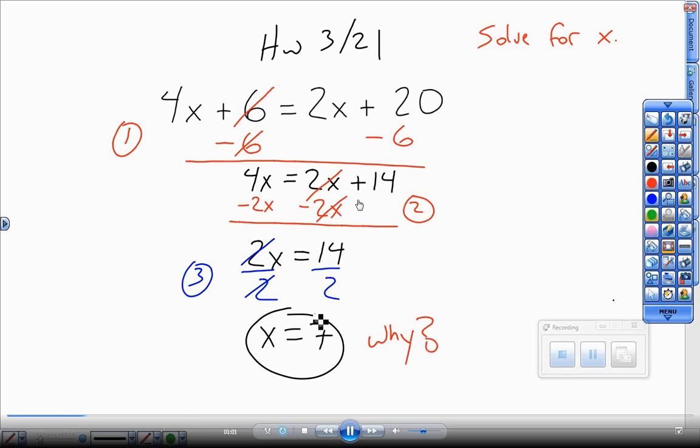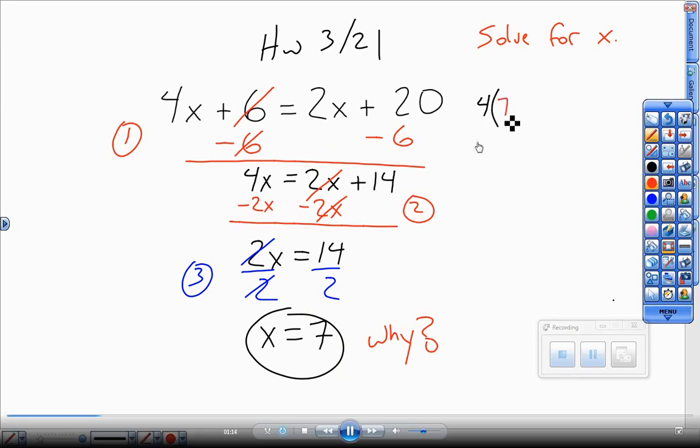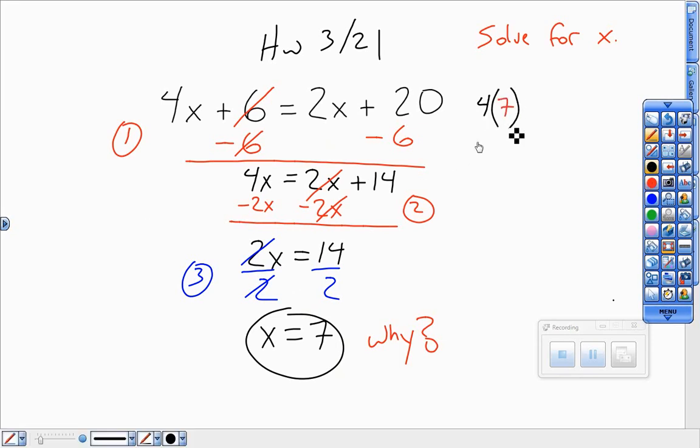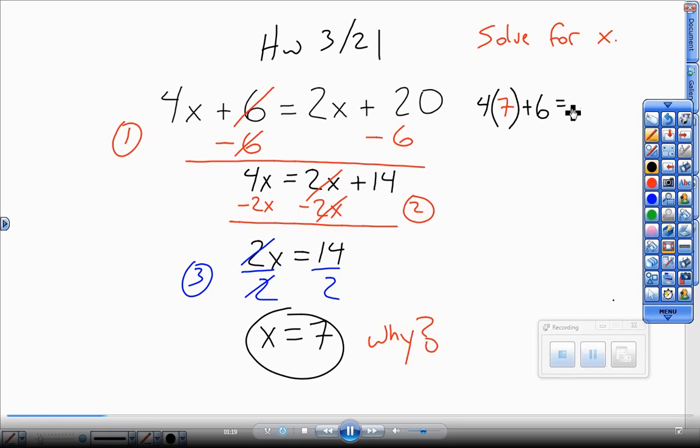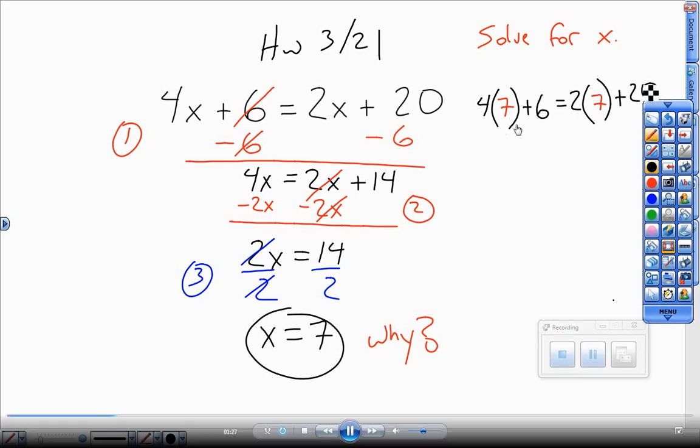And why can that work? Because if I take that 7 and plug it back in, it gives me 2 equal numbers. So when I plug in 7, 4 times 7 plus 6, and then plug in 7 over here next to 2, 2 times 7 plus 20, it will give me 2 equal numbers. That gives me 28 plus 6 equal to 14 plus 20.